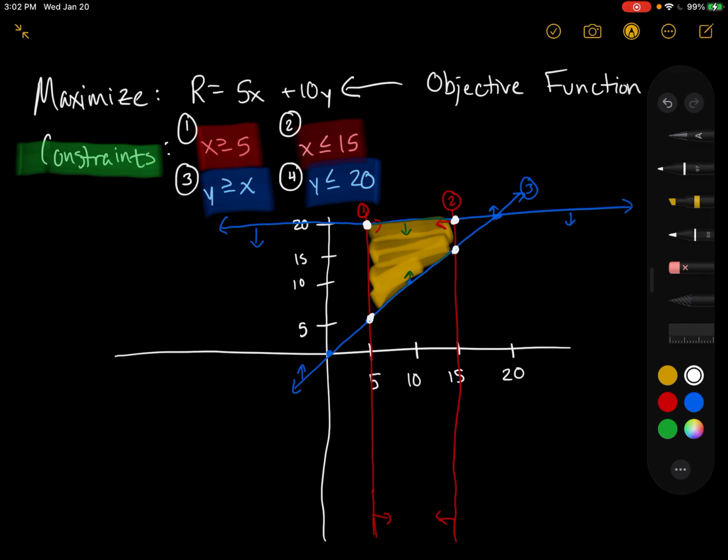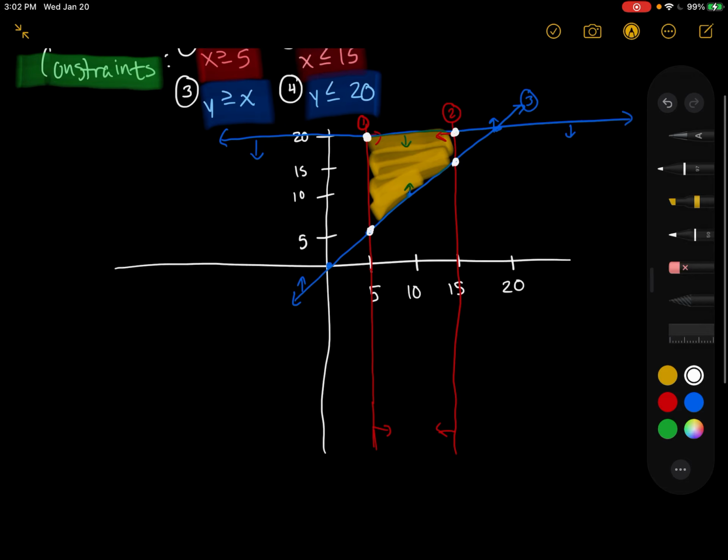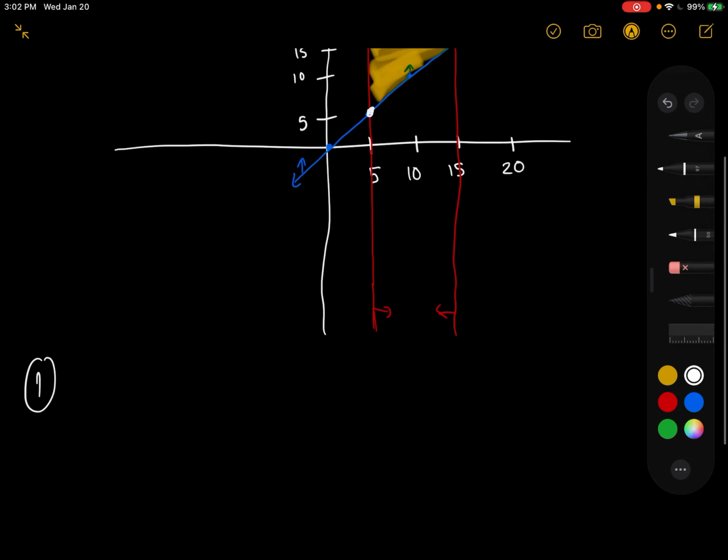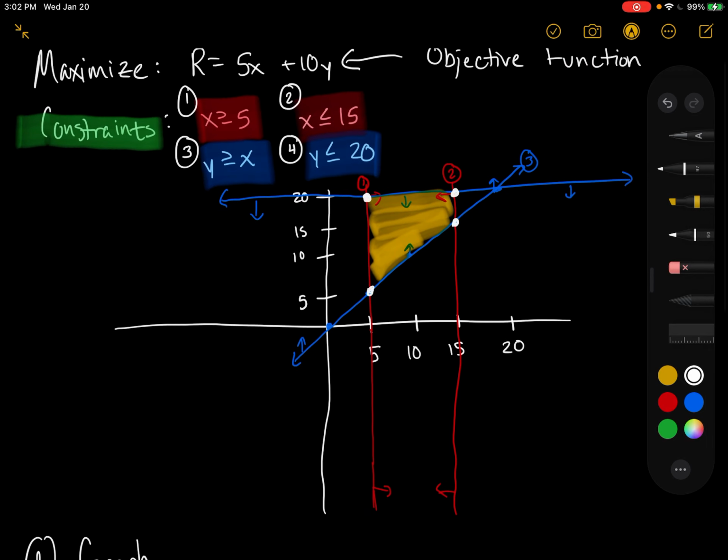And the key to these questions, if you could boil it down into 2 steps, would be graph your constraints and then plug in the corners of your constraints. So again, graph first, and then second, plug in. So we have 4 points to plug in, and we need to identify what each of those are.